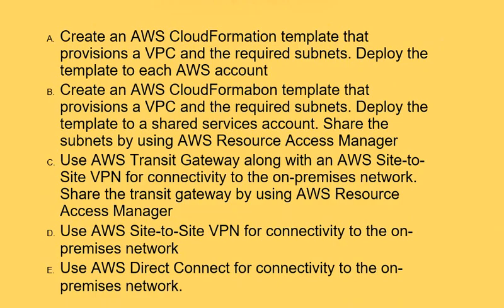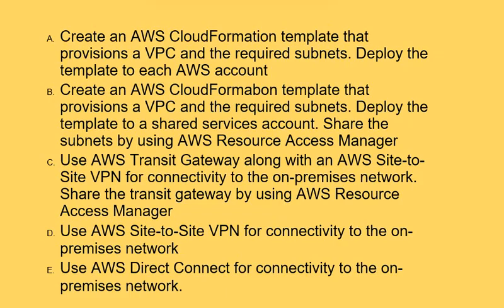Option A, create an AWS CloudFormation template that provisions a VPC and the required subnets. Deploy the template to each AWS account. Option B, create an AWS CloudFormation template that provisions a VPC and the required subnets. Deploy the template to a shared services account. Share the subnets by using AWS Resource Access Manager.